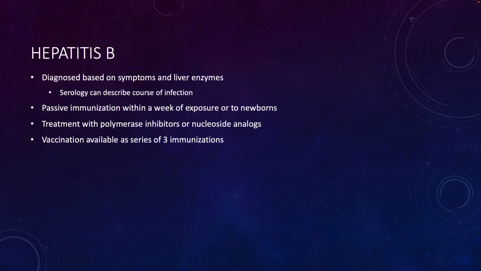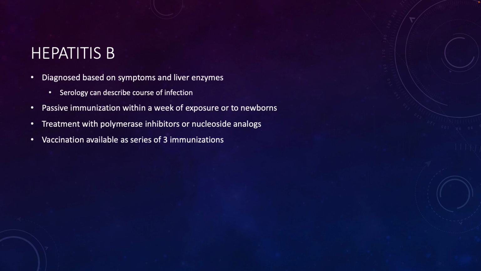But of course, the best medicine is prevention. There is a hepatitis B vaccine. It's available as a series of 3 immunizations. So you get the initial immunization and then 2 booster shots. I can't remember the time window. I want to say you get the first shot, within a month you get the second, and within 6 months you get the third.